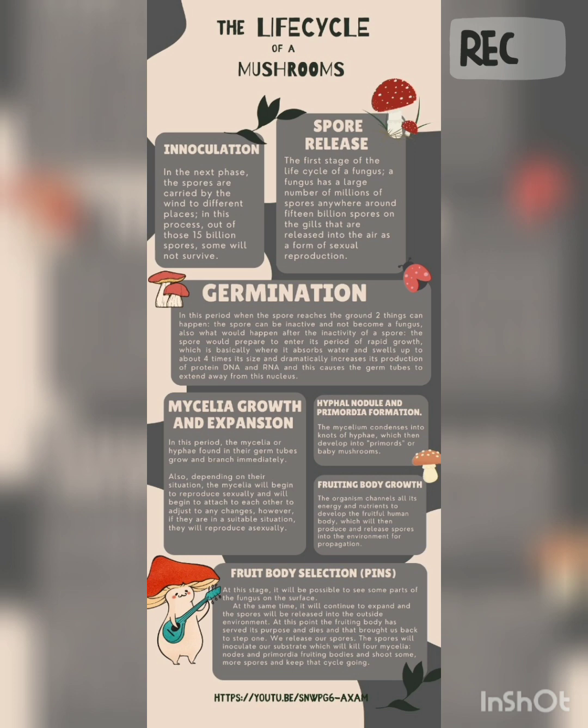Mycelial growth and expansion. In this period, the mycelia or hyphae found in the germ tubes grow and branch immediately. Also, depending on their situations, the mycelia will begin to reproduce sexually and will begin to attach to each other to adjust to any change. However, if they are in suitable situations, they will reproduce asexually.